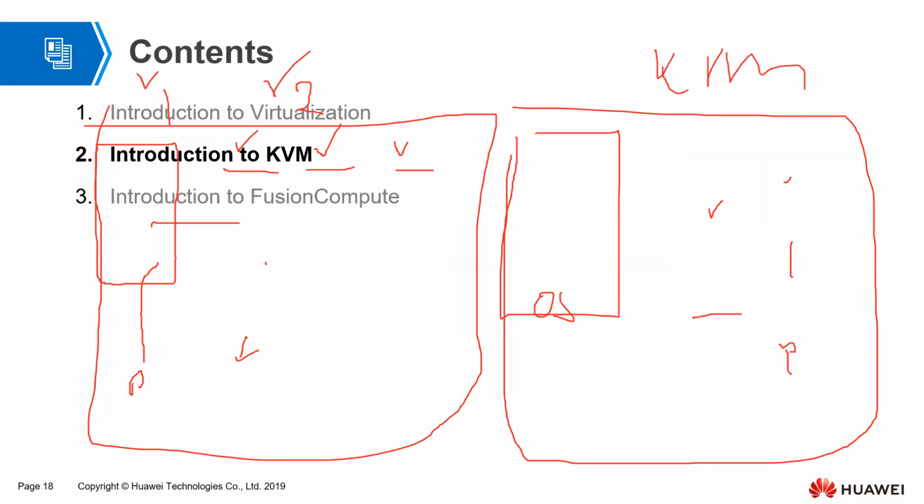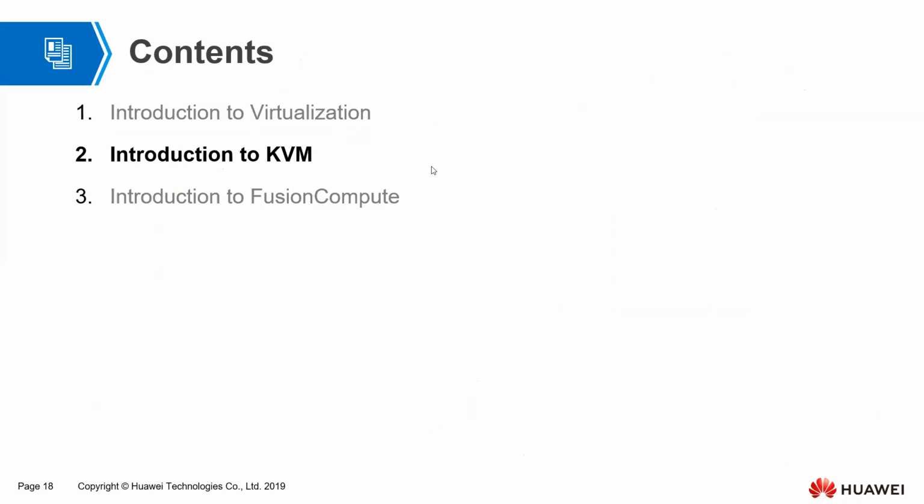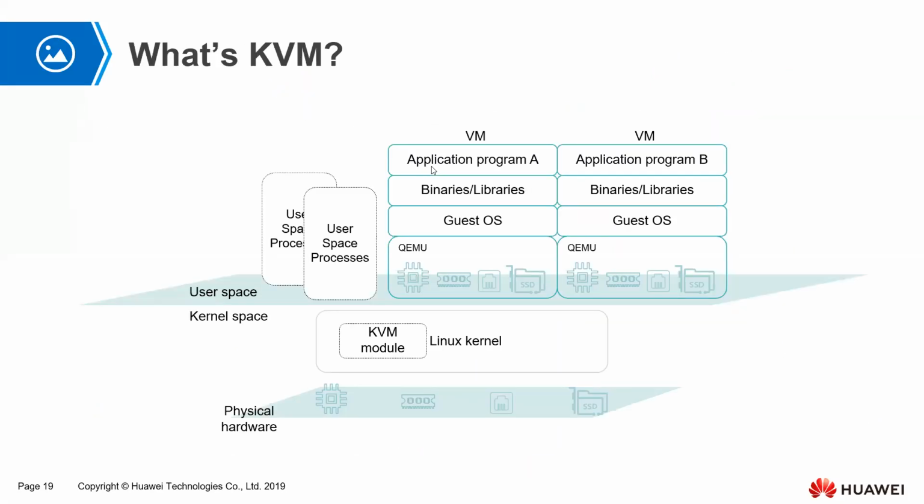So, introduction to KVM. What is KVM? You have already told me that KVM is type 2. It is a full virtualization solution, and it is a Linux kernel module. You have already seen it is installed inside the Linux kernel, isn't it? So a physical machine with a Linux kernel module installed can function as a hypervisor.